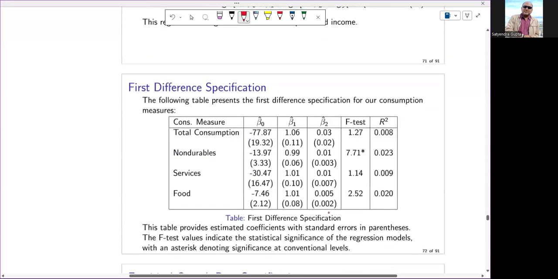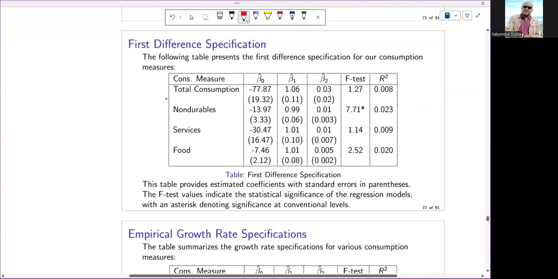So let's come to the results. In the paper, you will find the results are given for 12 different categories. I've just picked some of them randomly. What we see in the first specification, where the change in the consumption is proportional to the change in the aggregate consumption, is that beta 1 is close to 1 in most of the cases, right? You see either 1.01 or 0.99. So the coefficient is very close to 1.